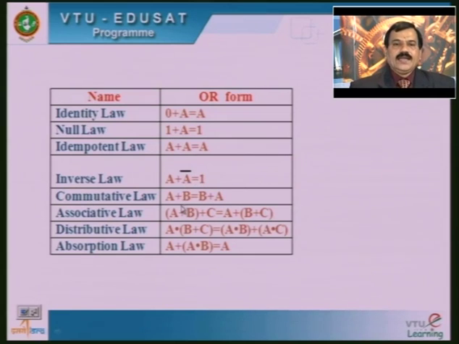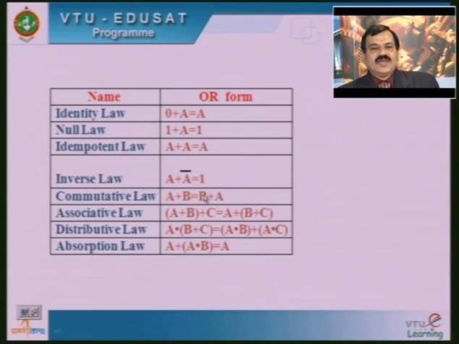Commutative law, a plus b can also be rewritten as b plus a. Just by interchanging the variables on the right side, the equation value is unaltered. Associative law, so a plus b plus c can be made into a plus, within the bracket, b plus c. Even if you change the grouping, the LHS equal to RHS result remains the same.